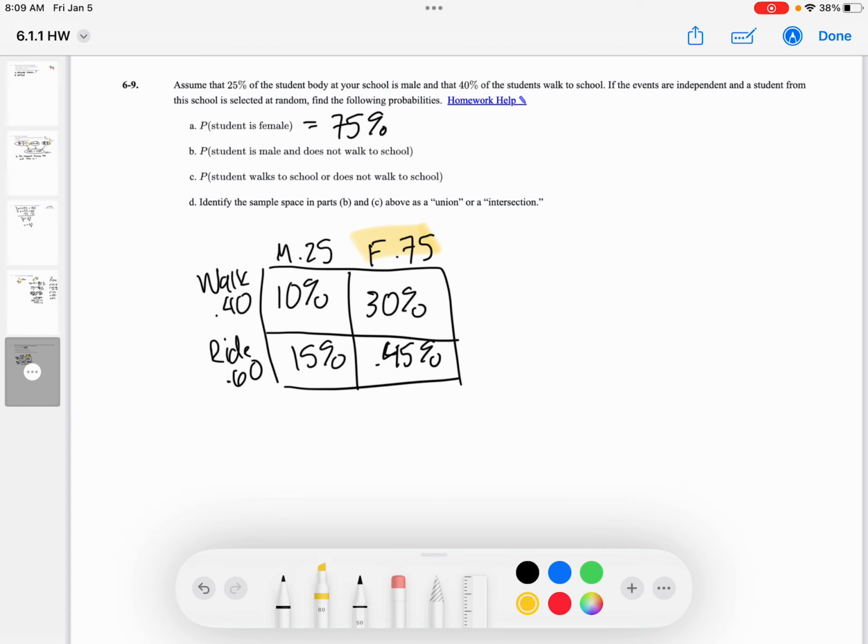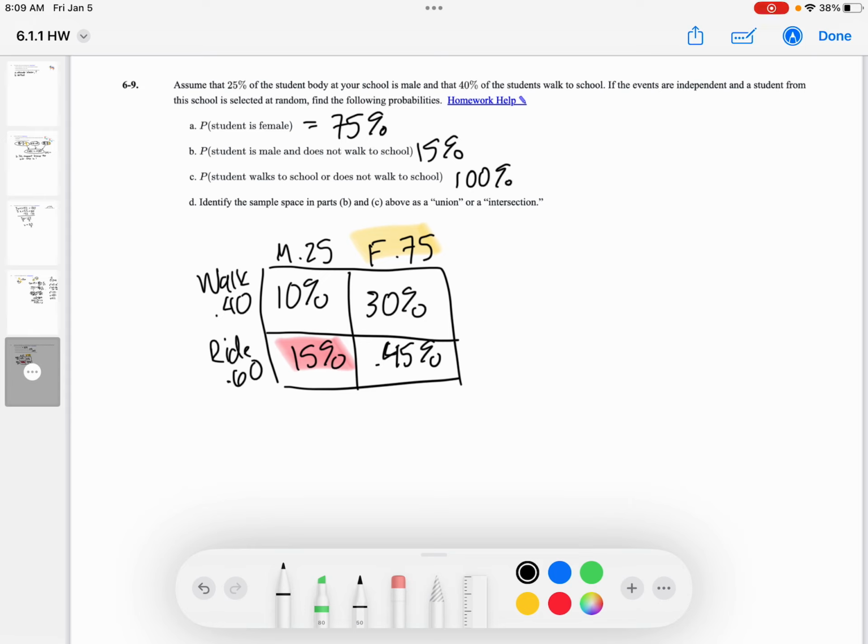All right, what is the probability that a student is male and does not walk to school? Okay, so we're looking in the first column and does not walk to school. So that's going to be 15%. What is the probability that a student walks to school or does not walk to school? Well, without even having to look at our table, you tell me, what is that probability? That's going to be 100%, right? Either they walk to school or they don't.